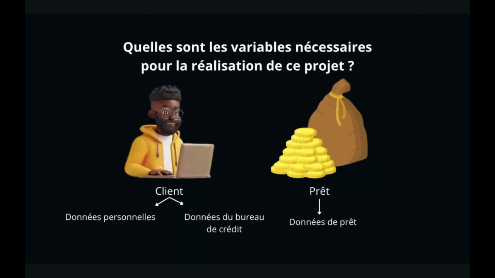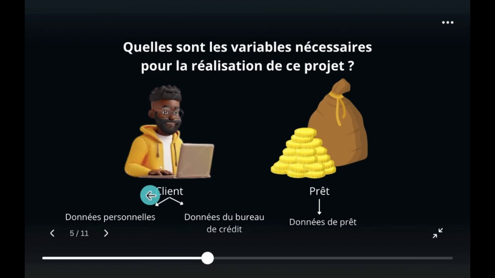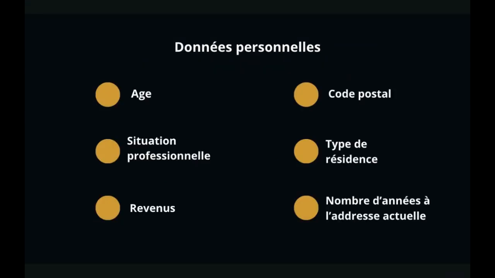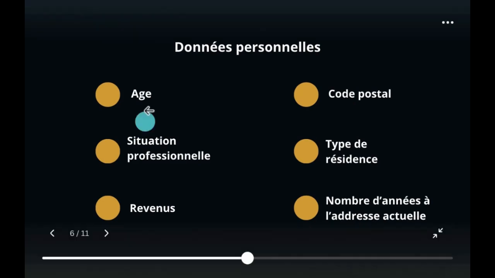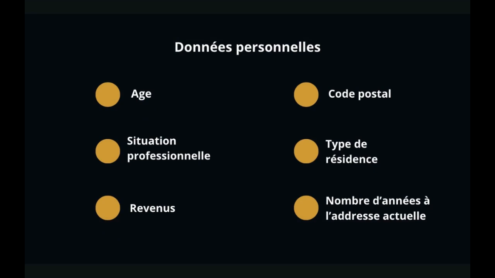Now, to build a model capable of predicting whether a loan will be repaid or not, we need precise data. These are the client's personal data, the data provided by the credit bureau, and finally the data related to the requested loan. So personal data can help to understand a client's stability and reliability. If we want to talk about age, a young professional just starting out in their career won't have the same risk profile as someone who has been in a stable job for 20 years.